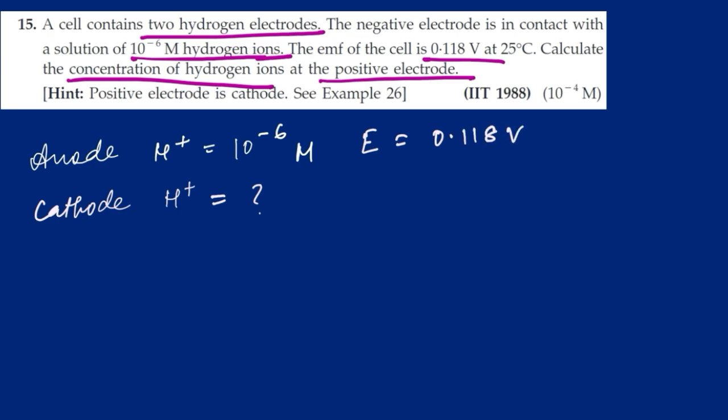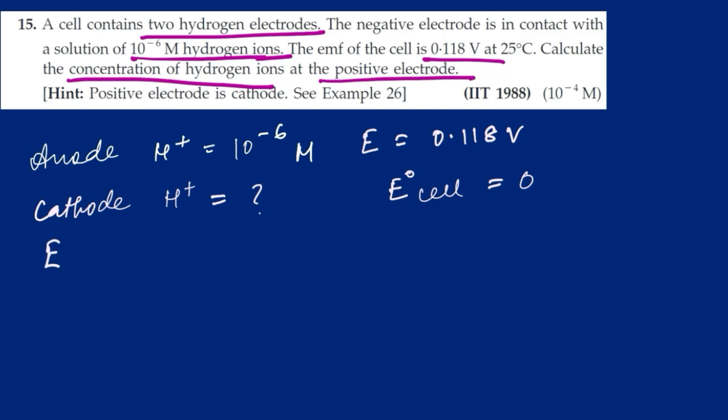Now, since both the electrodes are hydrogen electrodes, only the concentration of the H plus ions in both the half cells is different. So, this is a concentration cell and both the electrodes are same. So, E naught cell will be equal to 0, because E naught cathode minus E naught anode will be 0, as cathode and anode are made up of the same material, that is hydrogen. Since both are hydrogen electrodes, the standard reduction potential of cathode and anode is same. So E naught cell, that is E naught cathode minus E naught anode will be 0.